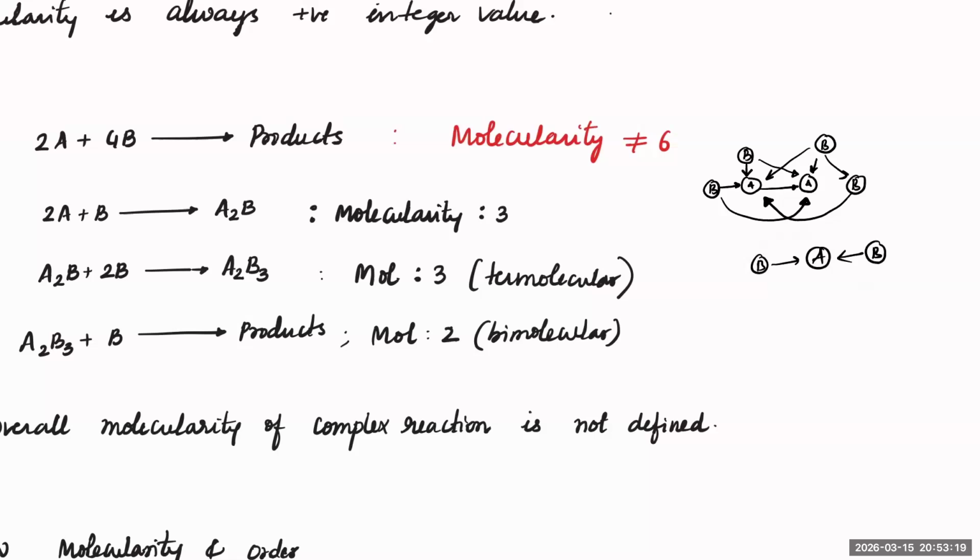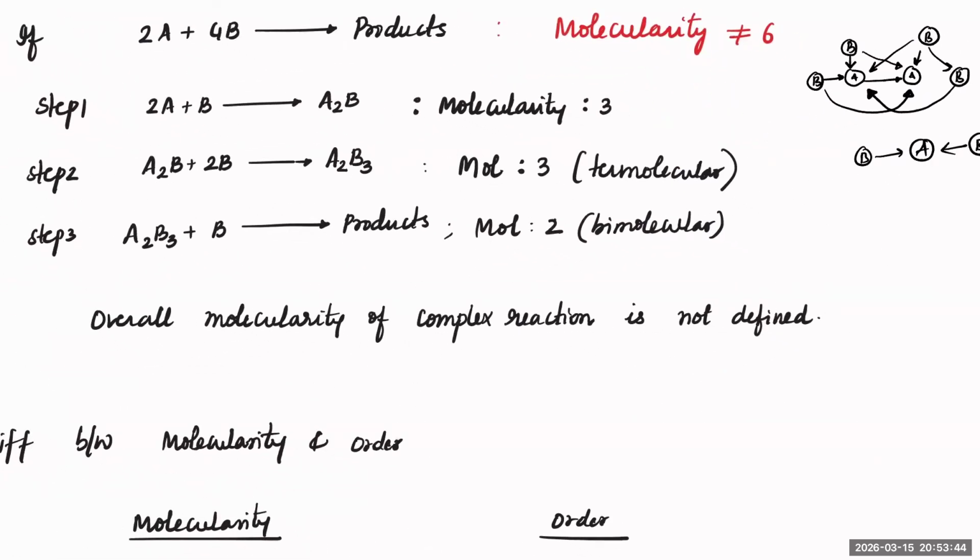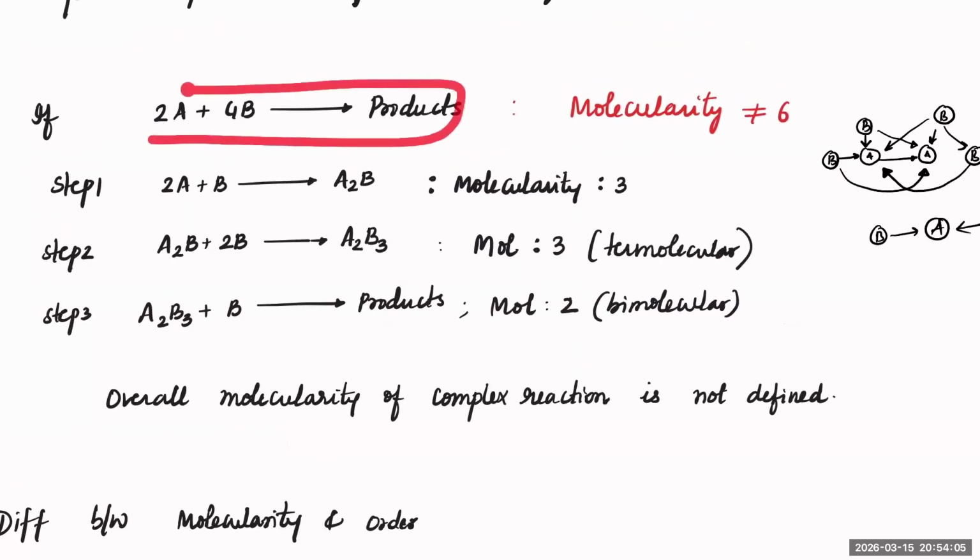Got it? That's why if you have been given anywhere something like 2A plus 4B giving product, then without any doubt you can say that this reaction has to be a complex reaction, because in just one step we cannot get a product. Understood? Moreover, this reaction definitely has to go through multiple steps. Now you can see every step that happens in a complex reaction is also an elementary reaction. Like 2A plus B giving A2B, that is one elementary reaction. A2B plus 2B giving this product is also one elementary reaction. And this A2B3 reacting with B giving product is also another elementary reaction. So basically, this complex reaction is a summation of three elementary reactions.